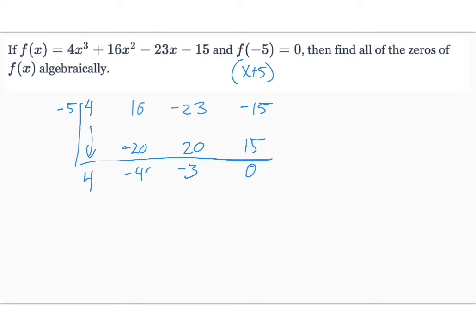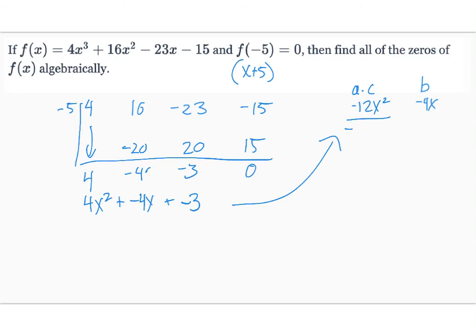Okay, we knew that was going to happen. We don't have a remainder, so this is going to be minus 3, minus 4x, and then 4x squared. So this is going to be factorable, we hope. I'm going to multiply my a times c terms, and then when I do that, I get negative 12x squared. My b term is negative 4x. Things that multiply to negative 12x squared and add up to negative 4x, that sounds to me like negative 6x and 2x.